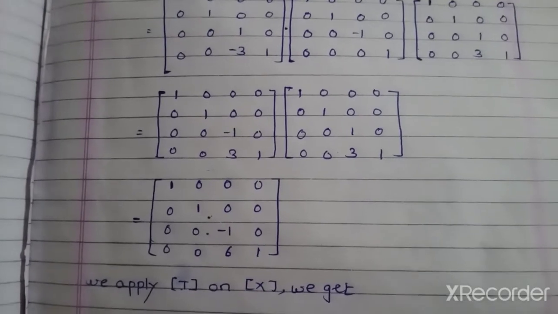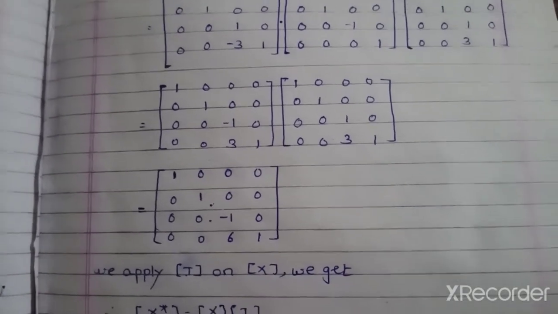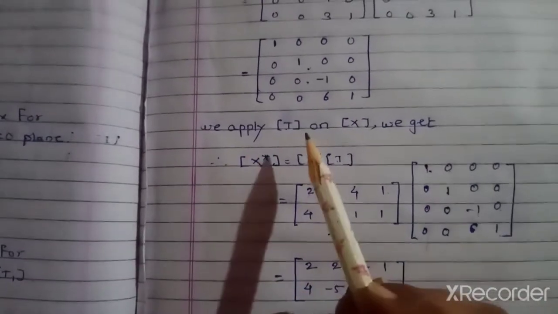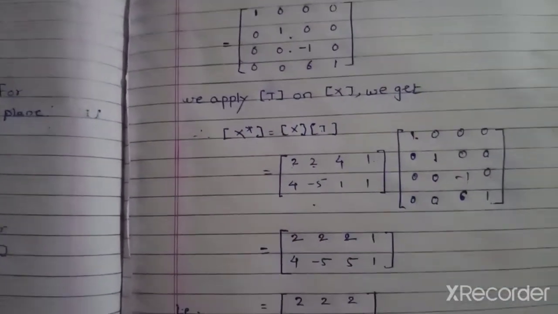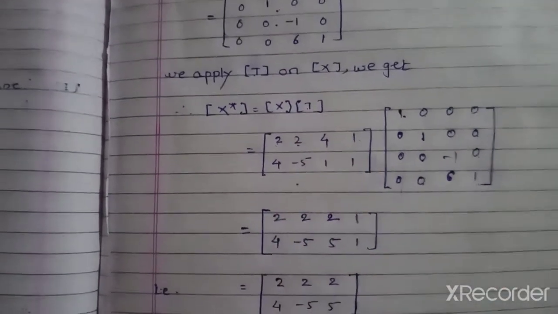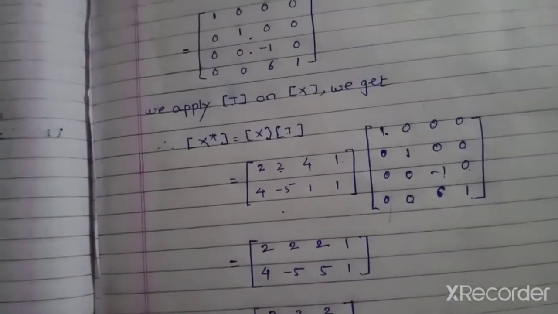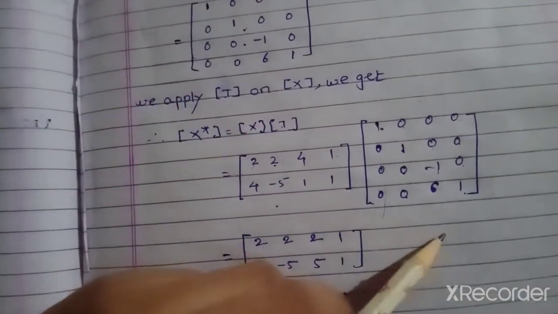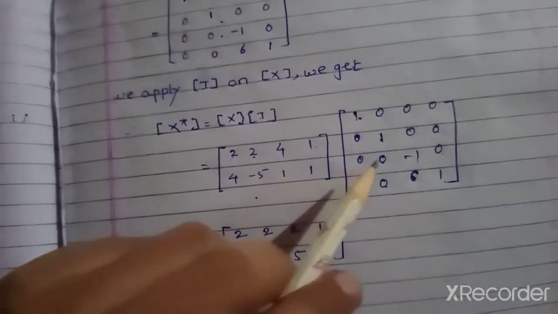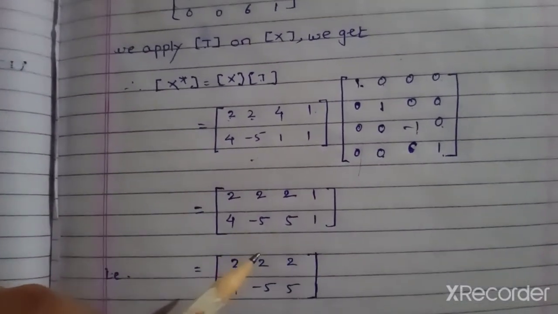But now here we not only have to find the combined matrix, we also have to find the reflected object, the one given in this example, this X. So for that reason we apply T on X, and we get X star, which is equal to X into T. So we write down our X matrix and put our matrix T. Those we write down here. We do the corresponding multiplication row by column, and we get this resultant answer.